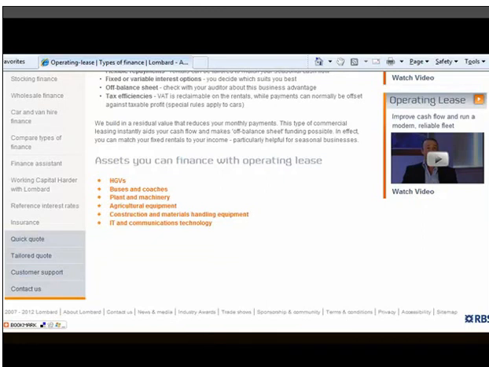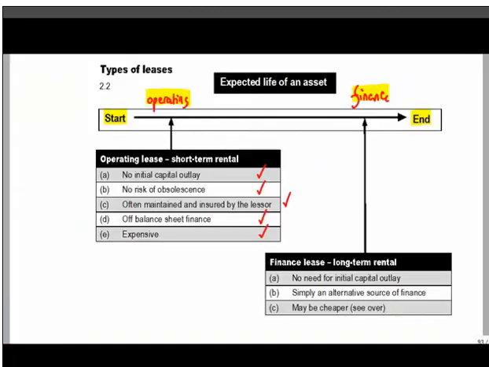Okay, so now turning our attention to a finance lease. A finance lease is very different because it's tying you in to the useful life of the asset. So there's no benefit in terms of removing the risk of obsolescence, and normally there are no maintenance or insurance services provided by the lessor. And it's not off-balance sheet finance because it's a long-term liability. So it carries none of the advantages of the operating lease, except that you don't have to buy the asset in the first place.